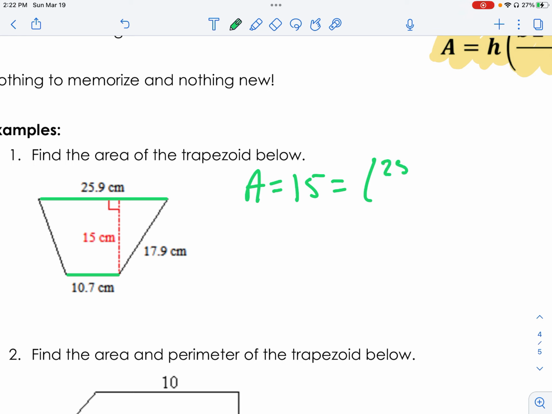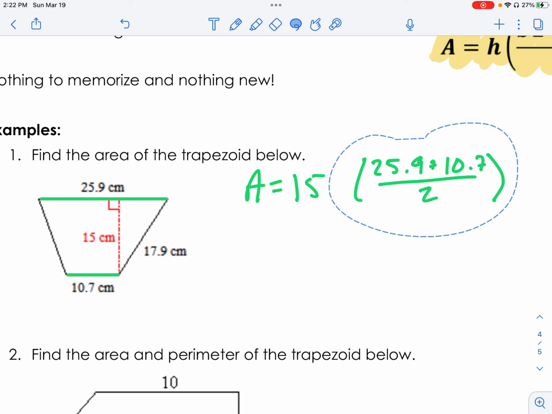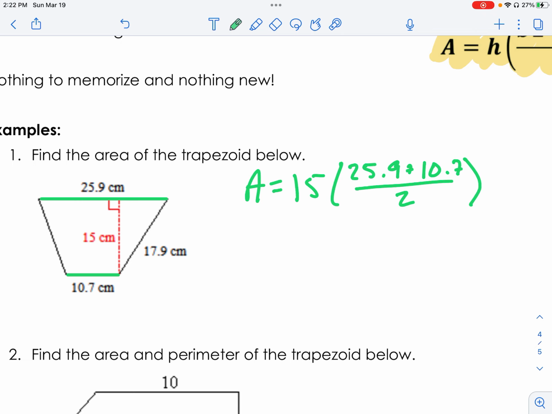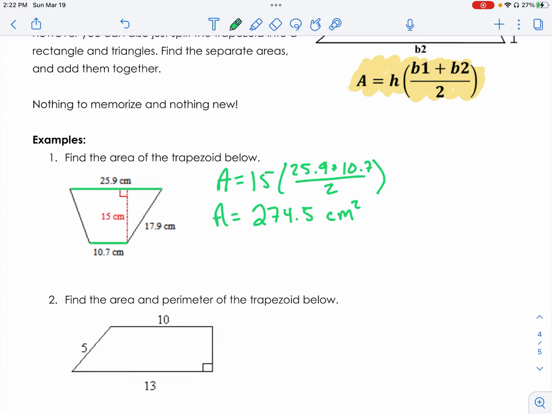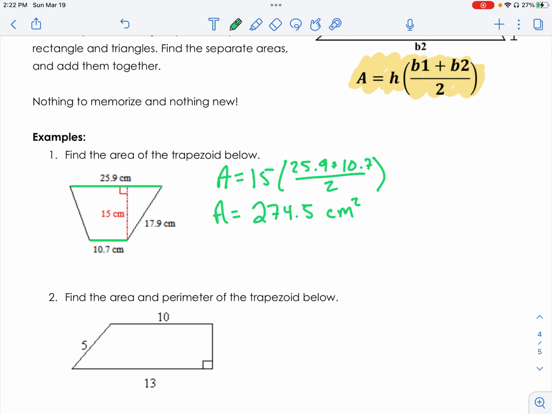So in parentheses, there we have that, divide by 2. I don't know why I put another equal sign there. Get rid of that because we are multiplying here. And plug that all into your calculator to get 274.5 centimeters squared. So that one was just plug it into the formula, go about our ways.